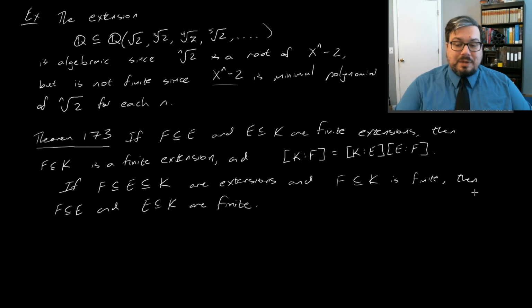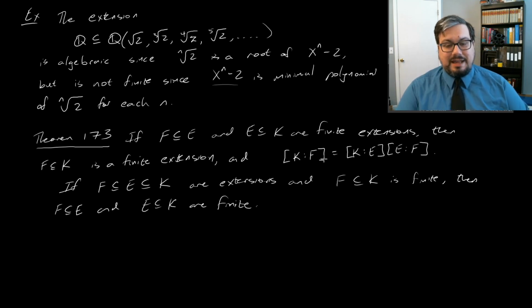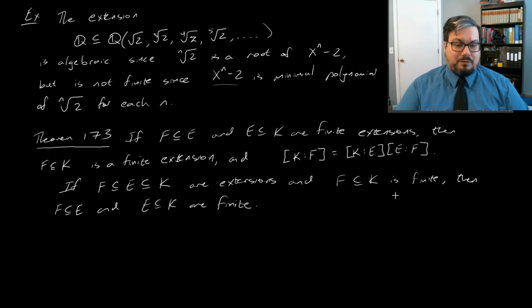And once we have that the extensions F to E and E to K are finite, then the first part of the theorem kicks in, and we have this same equation. We have again that the degree of K over F is equal to the degree of K over E times the degree of E over F.